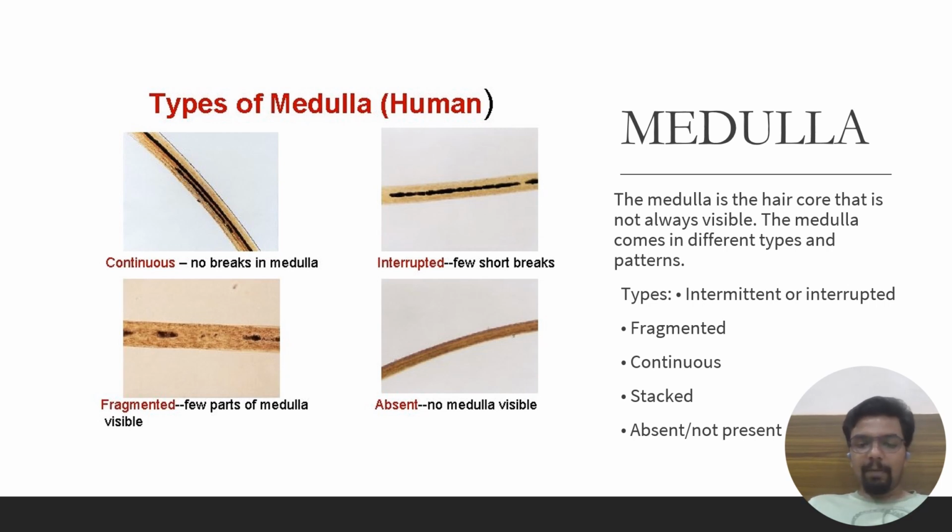In case of interrupted, there are a few short breaks. In case of fragmented, there are very few parts of medulla visible, and in case of continuous, there is no break in the medulla. And also there is a stacked type, and an intermittent or interrupted type. Now we will talk about the hair growth in our next slide.